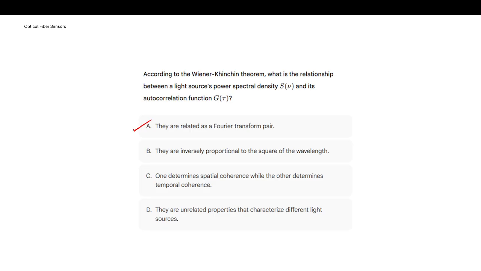Okay. So yeah, this is the correct answer. The Fourier transform pair, and these are all not correct. They are inversely proportional to the square of wavelength. One determines spatial coherence while the other determines temporal coherence. That is also not correct. They are unrelated properties that characterize different light sources. This is also not correct. So this is the correct answer.